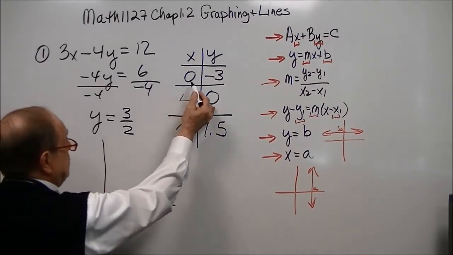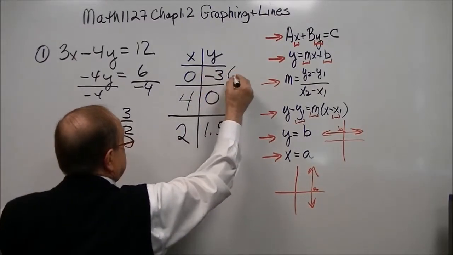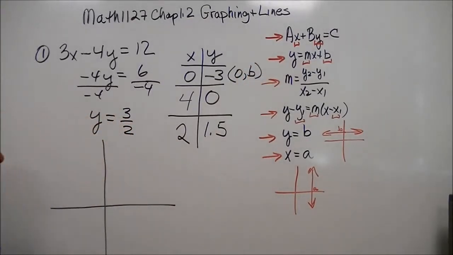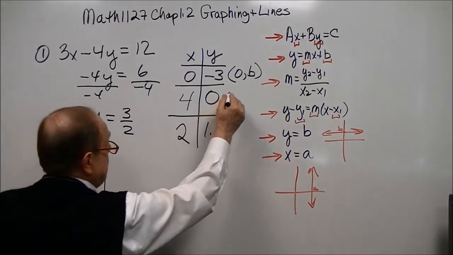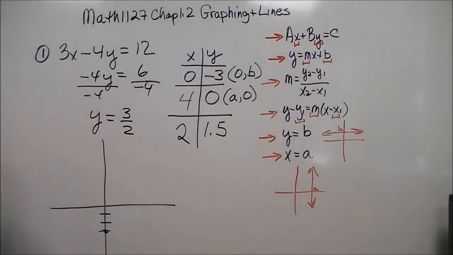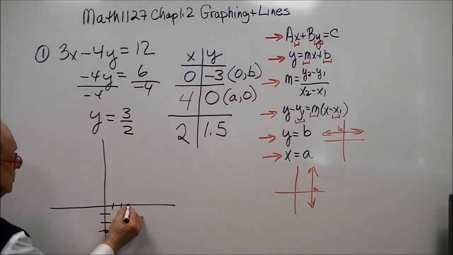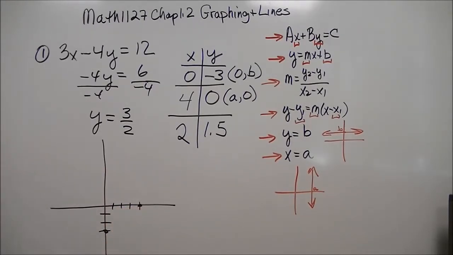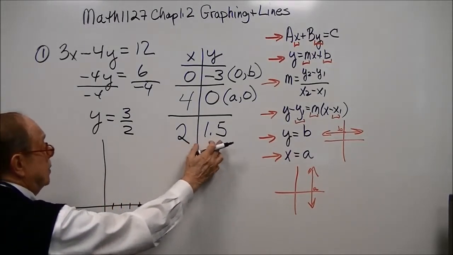Well, you recall when x is 0 and y is some number, that's our y-intercept. So that's going to be 1, 2, 3, a dot right there. And when you have an A and a 0 there, that's our x-intercept. So it's going to be 1, 2, 3, 4, a dot right there. Now we have one other point to plot, a 2 and a 1.5.